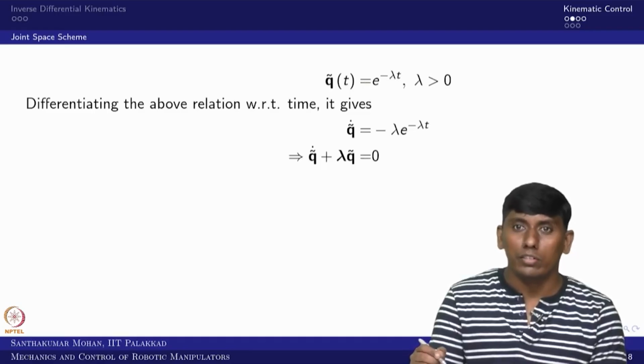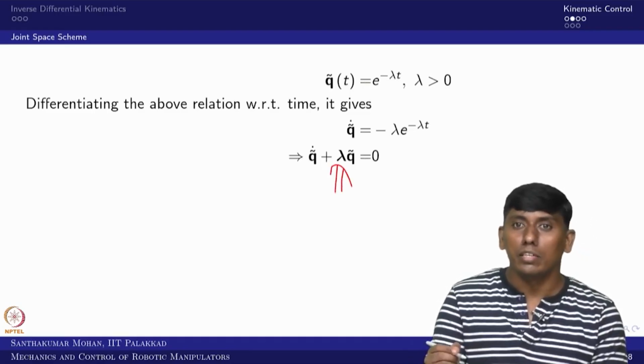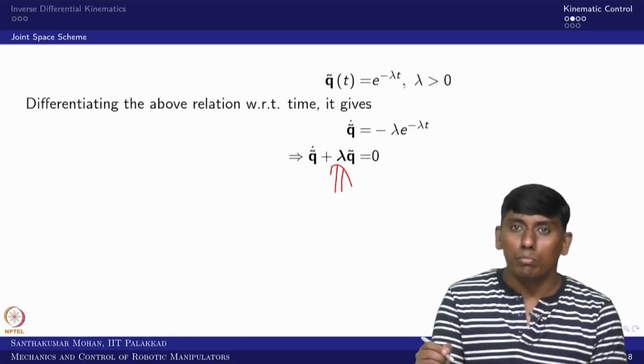It's a simple first order system where lambda is a positive constant. So then the error dynamics is actually stable, right? It tends to 0. So that is what we are trying to do.